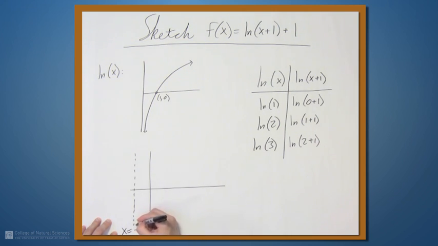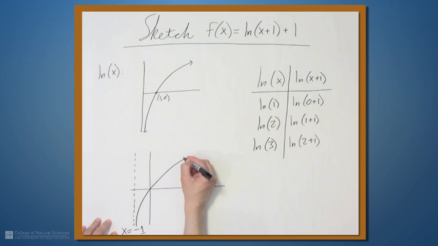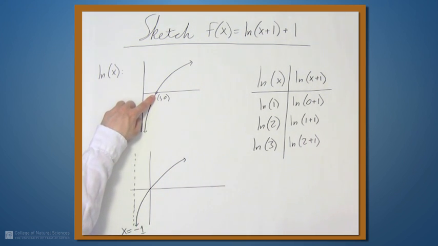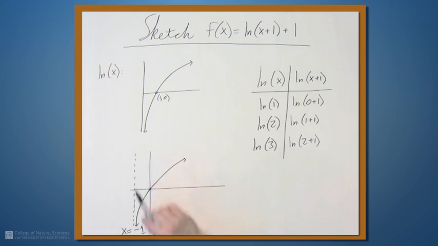And now we sketch the graph. Remember this point, 1, 0, got shifted over to the left by 1. So this graph now passes through the origin. The second thing that we have to do is add the plus 1 on the outside. That's a little bit easier. Let's start it on the next sheet of paper.